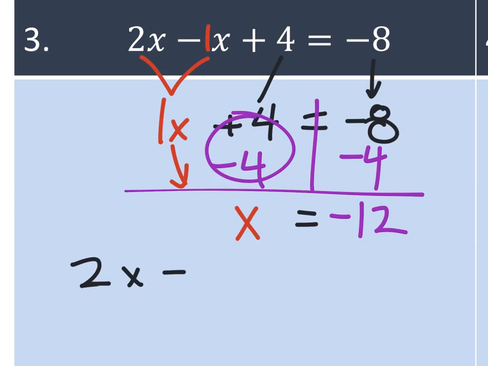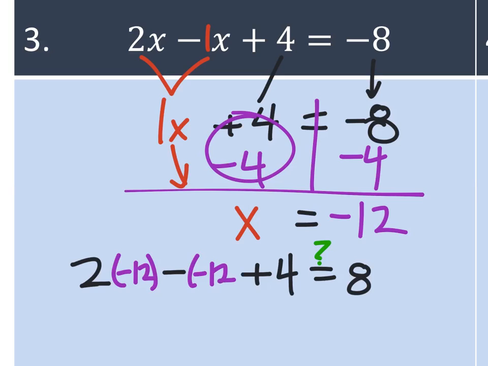So it's 2x minus x plus 4. This should equal 8, at least if it's a true statement. So I'm going to be replacing the x's with negative 12 on this, because that's the value of x that we found. And we can evaluate this from this point. So 2 times negative 12 is negative 24. That'd be plus 12 right there, which comes out as negative 12.